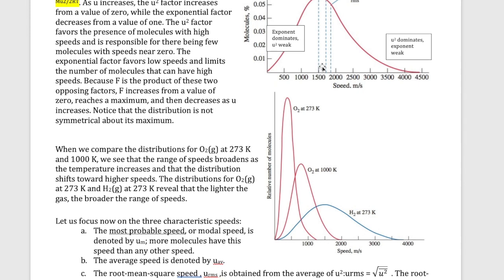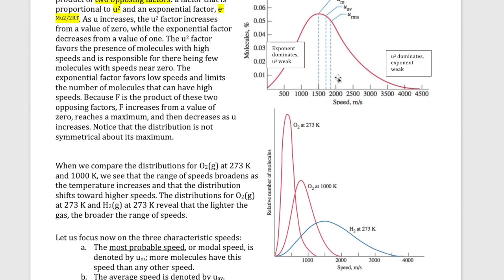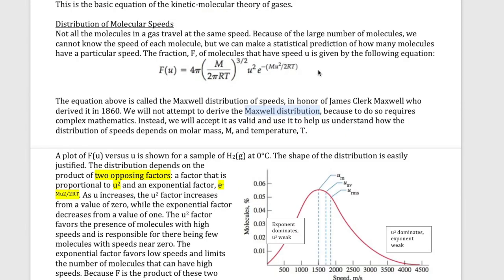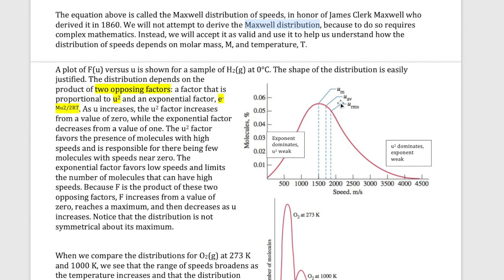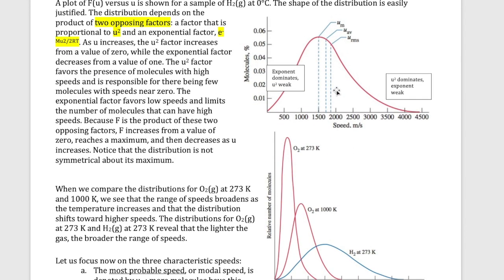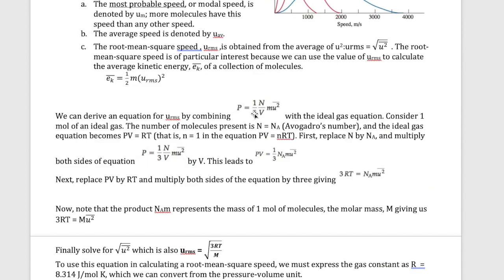Then we have the average speed, which is taking all the particles and averaging them out, dividing by the total number of particles. That's u_av right here. And then we have the root mean square speed, u_rms. That one actually represents the kinetic energy of that collection of particles. The u_rms can be calculated using the equation we talked about before, the square root of 3RT over M.